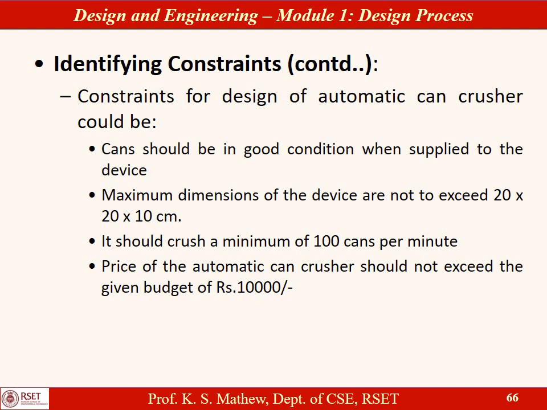Constraints for the design of an automatic can crusher could be: the can should be in good condition when supplied to the device. Maximum dimensions of the device are not to exceed 20 by 20 by 10 centimeter. We should crush a minimum of 100 cans per minute. Price of the automatic can crusher should not exceed the given budget of rupees 10,000.